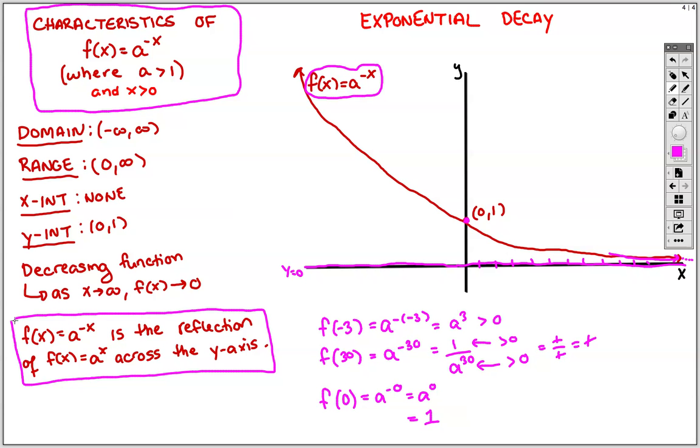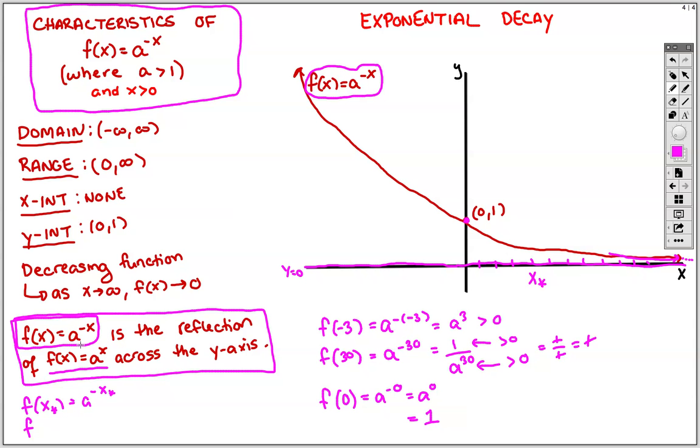That f of x equals a to the negative x is the reflection of f of x equals a to the x. Basically what's happening is, whenever you get an x value, so suppose this is some value x star, right here, right? Then for this guy right here, it's going to be f of x star equals a to the negative x star, right? Now, look what happens for this guy right here.